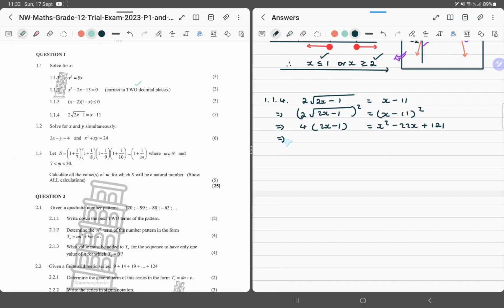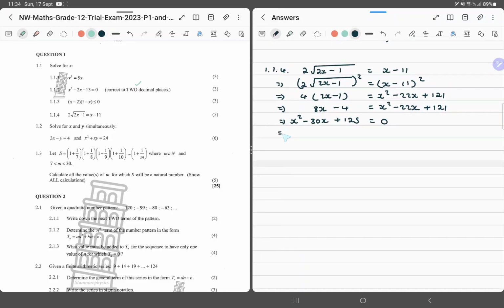Certain things when you're a math student need to come naturally, okay? Don't be wasting time. So this is going to be 8x minus 4 is equal to x squared minus 22x plus 121. And then we now arrange things. So this is going to be x squared minus, when you transpose the 8 to that side, it becomes a minus 8. So this becomes a minus 30x. We transpose the 4, it becomes a positive 4. So it's going to be 125 equal to 0.